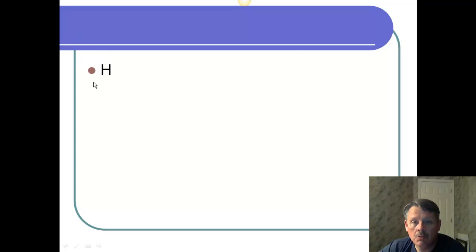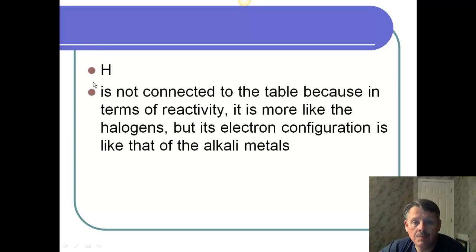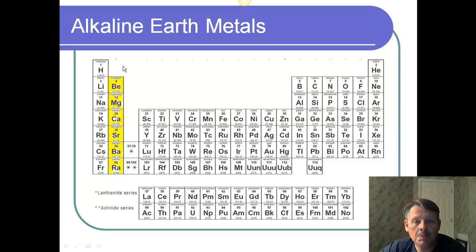The second group you need: alkaline earth metals, column 2 or column 2A, depending upon how you want to phrase it. Those are your alkaline earth metals. Again, a name you need to know.